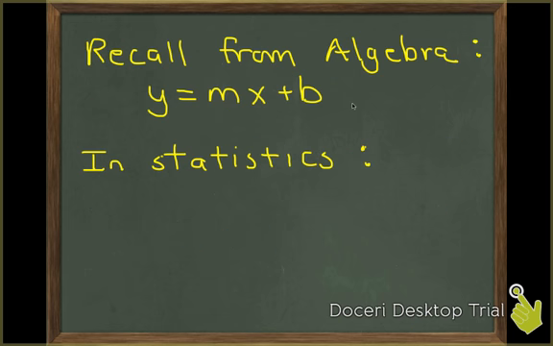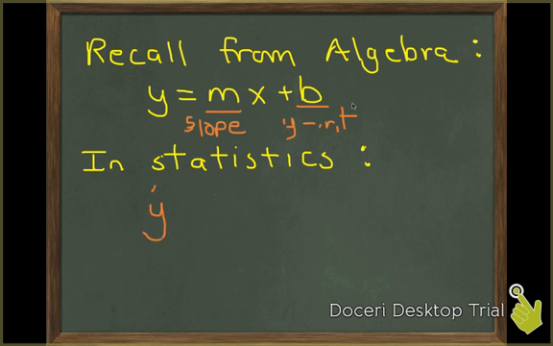If we recall from algebra, the equation of a line in slope-intercept form is y equals mx plus b. The m is our slope, the change in our y value over the change in our x value, and the b is the y-intercept, the value that occurs when x is 0. In statistics it's very similar. We use a little different notation, but our regression line looks like this.